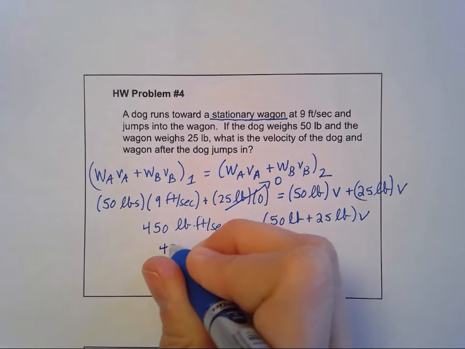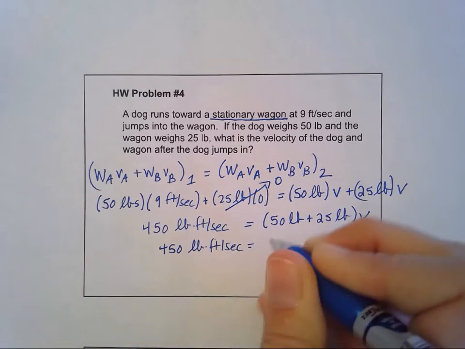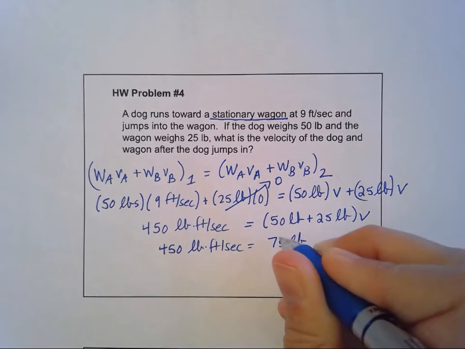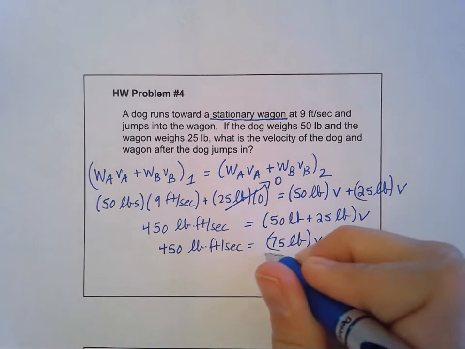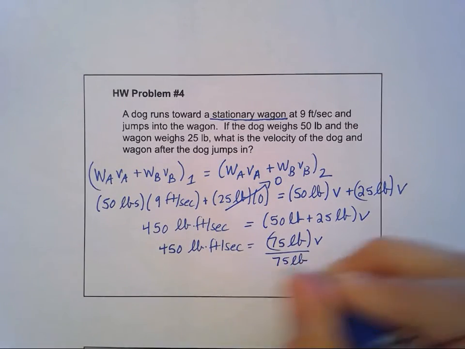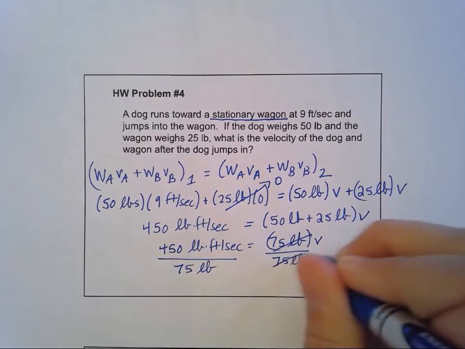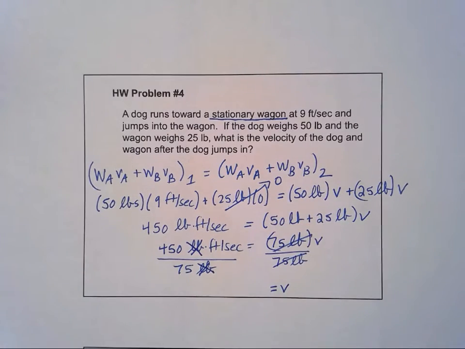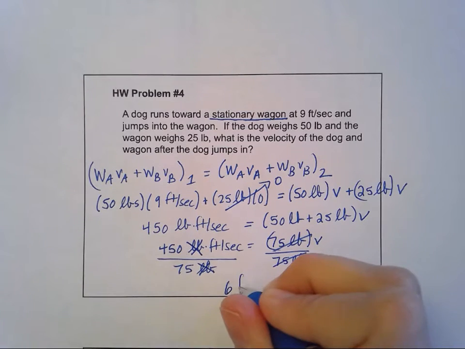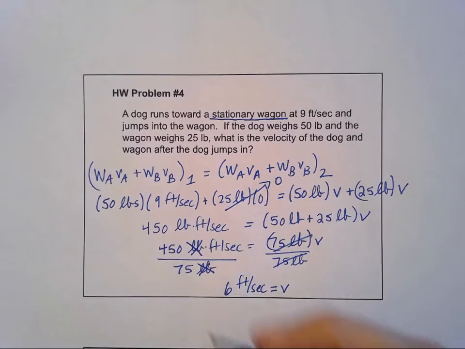I'm going to do another step here just to combine those terms to show that I do get that 75 pound times V. And then I'm going to divide each side by the 75 pounds to get the V by itself. So this will go away and my pounds will cancel. And 450 divided by 75 is going to give me the 6 feet per second. And it is in the same direction as the dog.